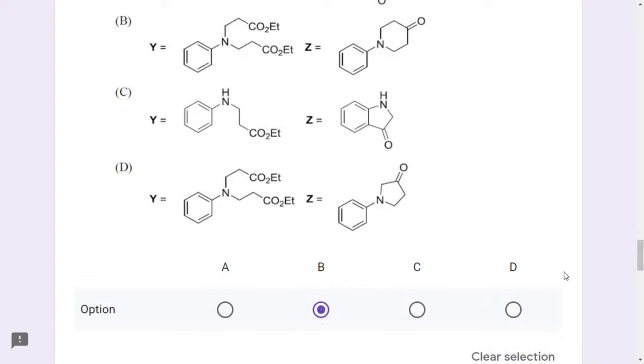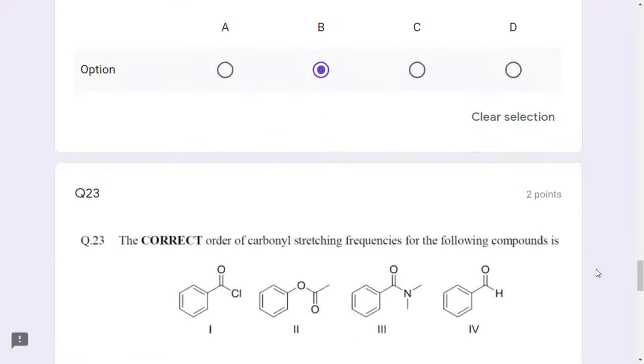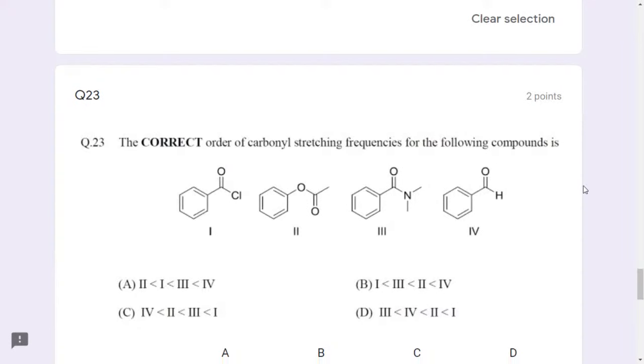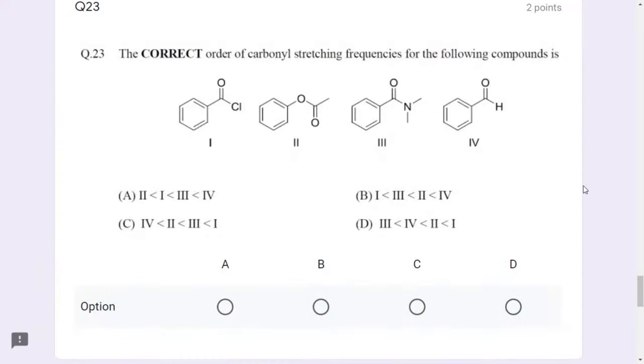Let us submit B. Yes, the correct order of carbonyl stretching frequencies for the following compounds is, so the more the double bond nature of oxygen and carbon, that C=O is going to have more stretching. Yes, more stretching. So it is an electron withdrawing group. This is also resonance, but this is an electron withdrawing group. So it is not going to allow polarization towards oxygen.